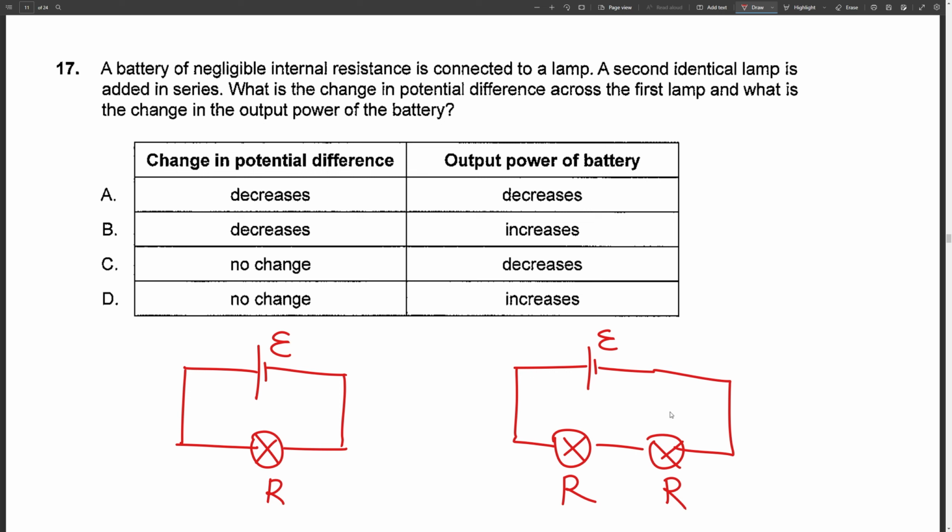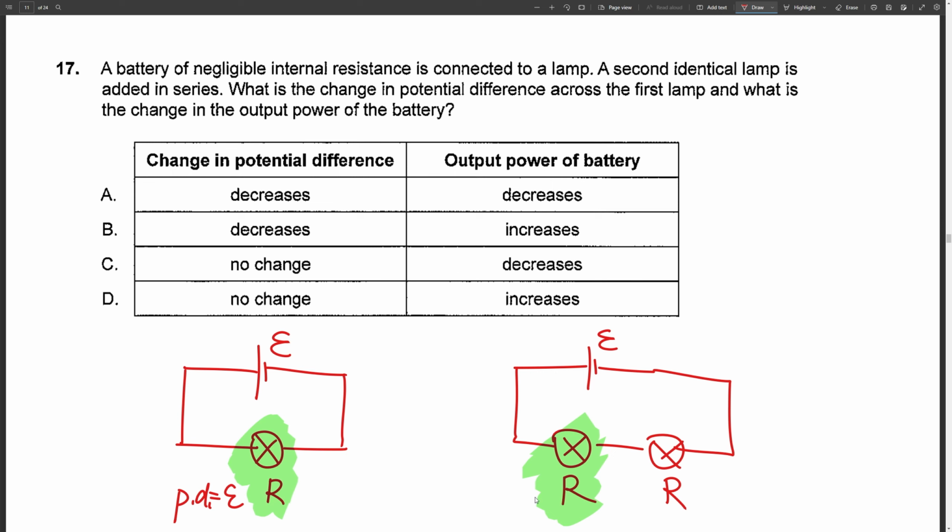Now we're going to study the change in potential difference of one of the bulbs. Because in the old circuit, there's only one load in the system, the PD of this load should be the EMF.